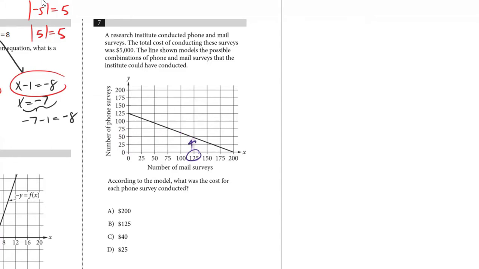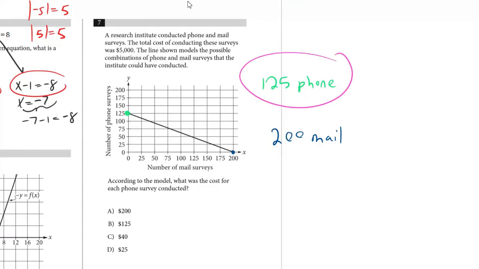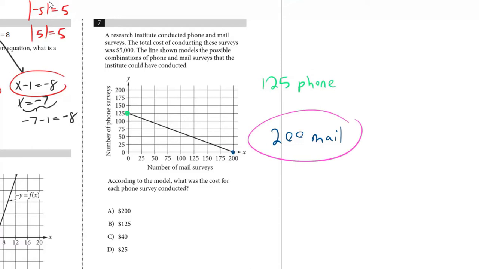So for these combination graphs, what you really want to do is look at the intercepts, because right here you'll have 125 phone surveys, and right here you would have 200 mail surveys. Once again, in this situation, we have phone surveys and no mail surveys. In this situation, we have mail surveys and no phone surveys. That's actually really useful because we know the cost in every situation is 5,000.